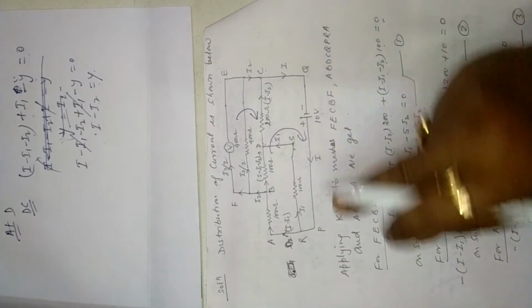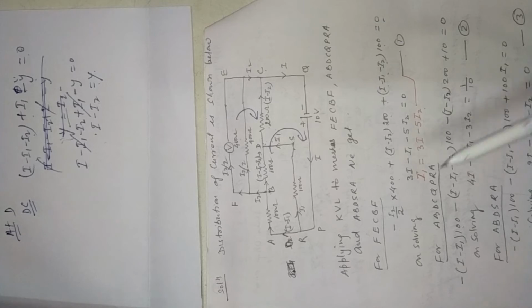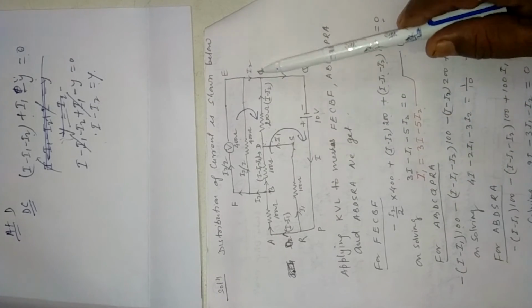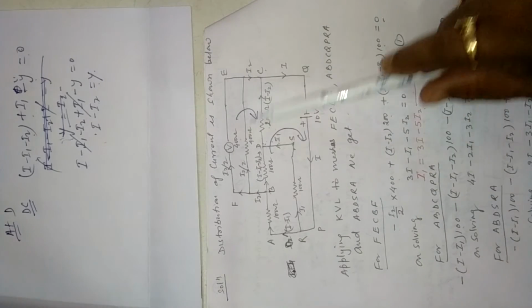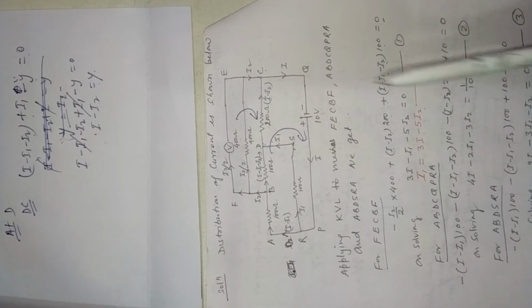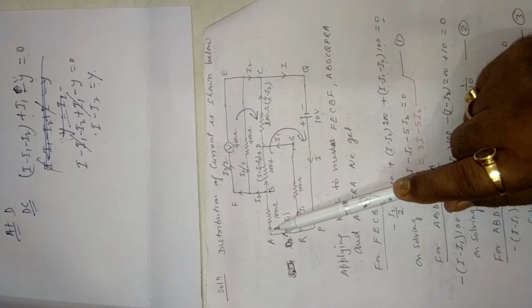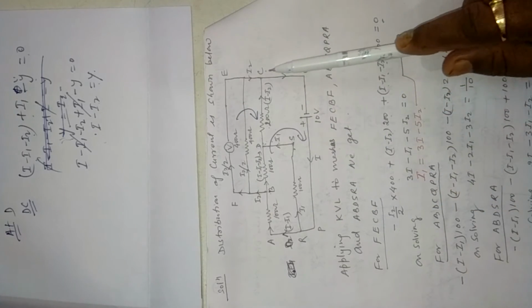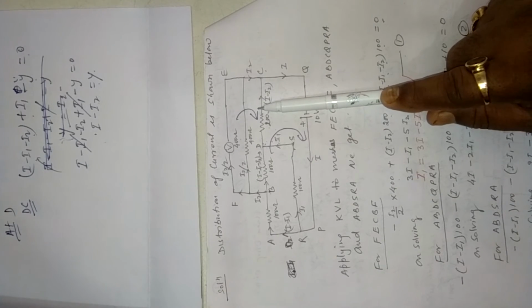In this loop we go A, B, D, C, Q, P, A. In the loop A, B, D, C, Q, P, A, we will consider Kirchhoff's voltage law, and we take the product of current and resistance. If we are moving in the direction of current, then the product of current and resistance will be negative. If we are moving opposite, then it will be positive. Here you can see we are moving in the direction of current everywhere, so all the products of current and resistance will be negative.